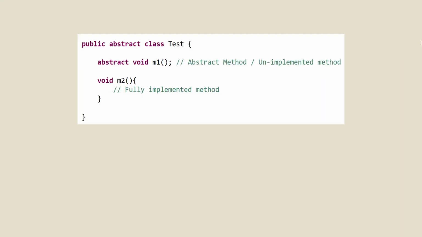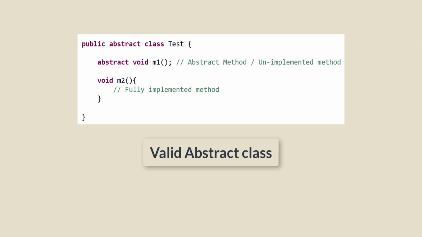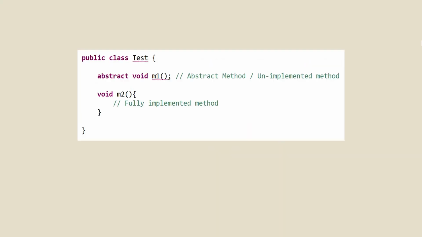Now let's see valid and invalid examples for the abstract class. So this is the valid example of the abstract class in Java. One is an abstract method and another one is a normal or concrete method. Now let's see the invalid example.